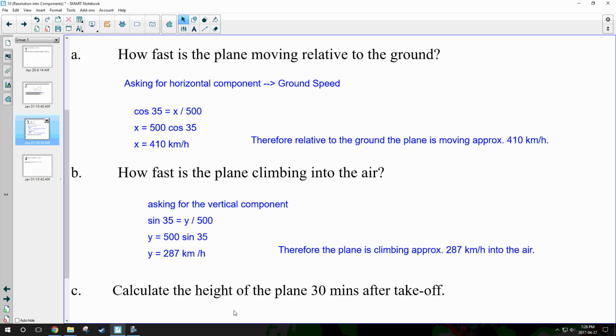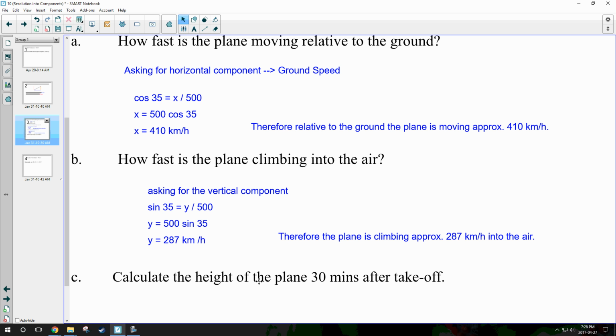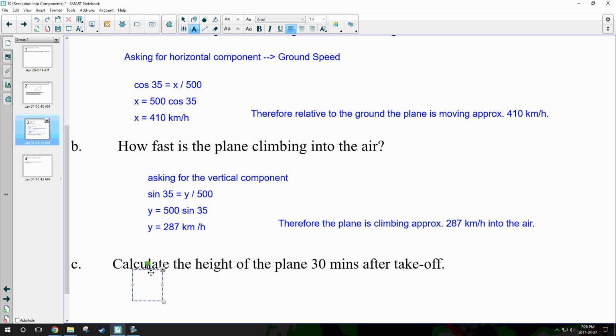There's one last part to this question. The last part of this question is asking us to calculate the height of the plane 30 minutes after takeoff. So when it's asking us to calculate the height of the plane 30 minutes after takeoff, that's a height at some point in time after the plane has taken off. So all we need to do for that one is take the amount of time it wants us to find, in this case 30 minutes. We need to put that in relative terms of the information that we're given.